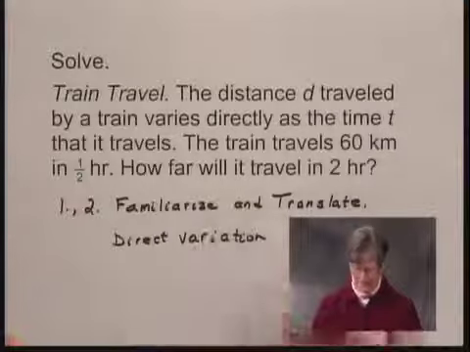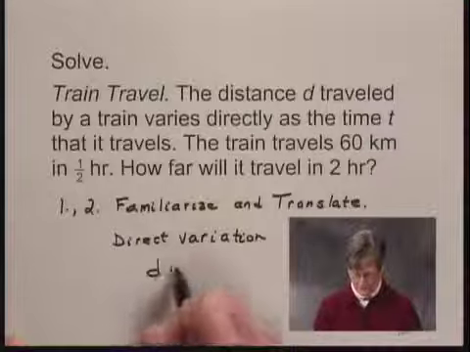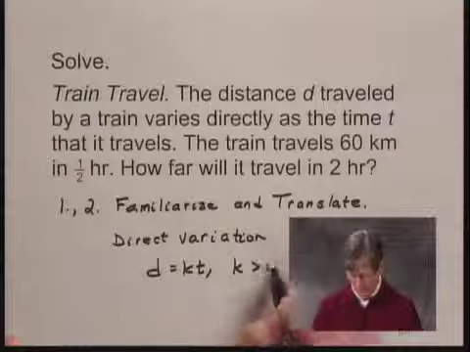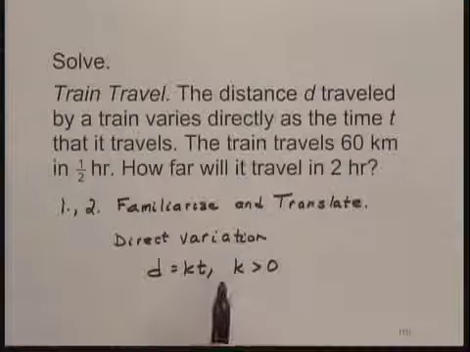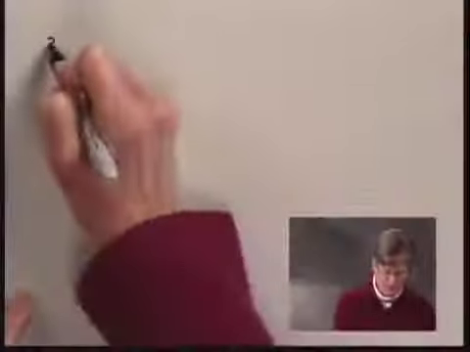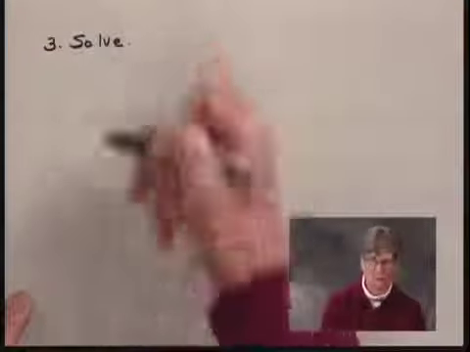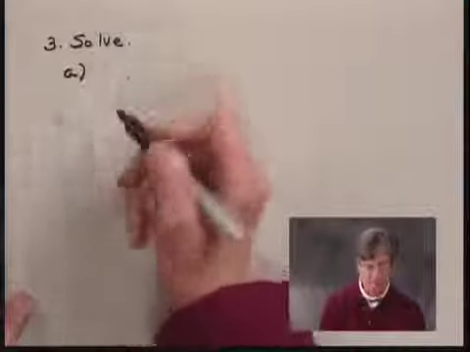And that then tells us that we have an equation of the form d equals k times t, where k is some positive constant, because this is the form of an equation of direct variation. Now let's go to the next step in the process, which is to solve. This is step 3. And we really have to do 2 steps within this step. The first thing that we need to do is to find the variation constant.